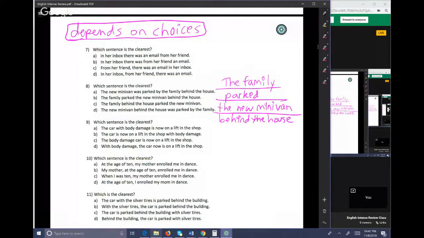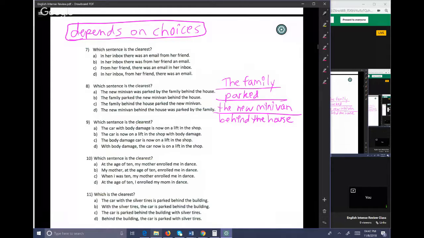So in this sentence, in number 8, I have the family. I have the fact that they parked. I have the new minivan that they parked. And I have the fact that that was behind the house. So if I look at these 4 and I just look at them separately, the family parked the new minivan, parked the new minivan behind the house. If I kind of pull them apart, that can help me determine who goes with who.